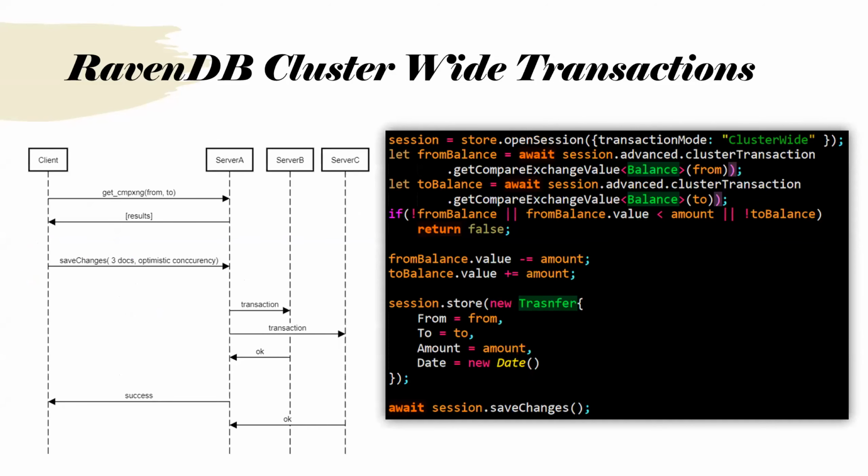Now, let's look at what happens when RavenDB is running in a cluster. I don't need just a session. I need a session whose transaction mode is cluster-wide. And now, instead of using just documents, I'm using the compare exchange value. This is a database-wide operation that makes sure that we can do distributed atomic operations, compare exchange operations.